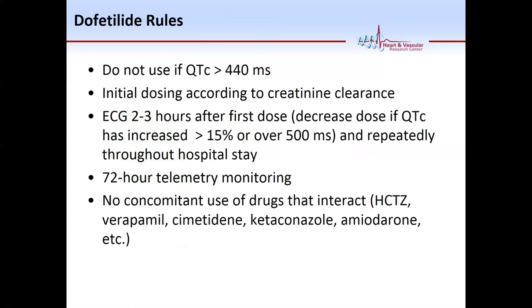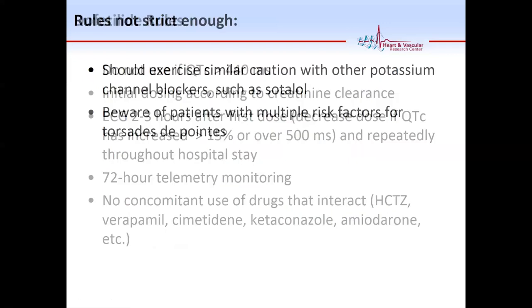Why are we strict about use of dofetilide and sotalol? Well, because of the risk of torsade in about 3% of individuals. So you will know that we don't use these drugs in patients with renal failure. We don't use them if they have a really long QT interval. And we have a detailed way of monitoring them over the first 3 days that they're taking the drug to make sure they're not one of those 3% who are going to die of torsade.